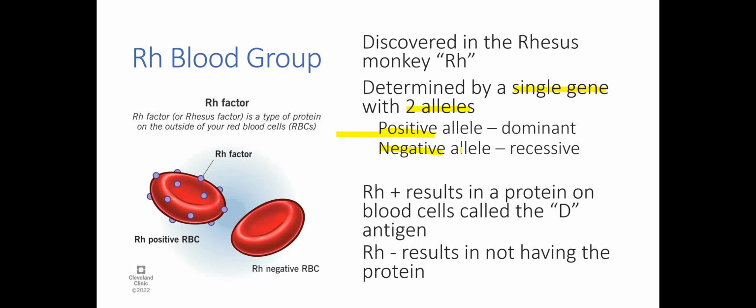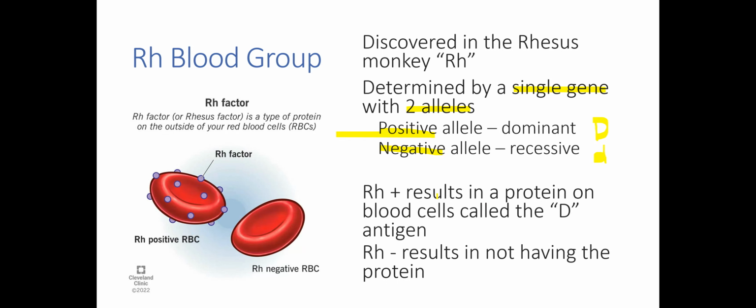Now, if you were doing a Punnett square for this, because it's the D antigen, you could use a capital D to represent the positive allele, and you would use a lowercase d to represent the recessive allele. And you would work this out just like any little monohybrid Punnett square. You could be homozygous to be positive, or you could be heterozygous to be positive. The only way you would be negative is if you got 2 recessive alleles, okay?